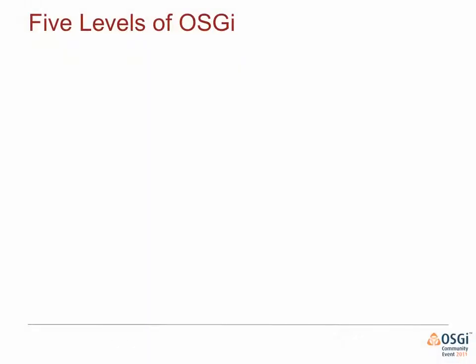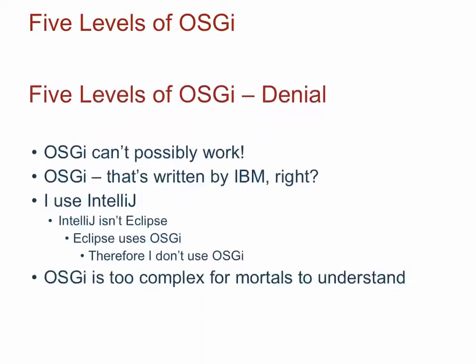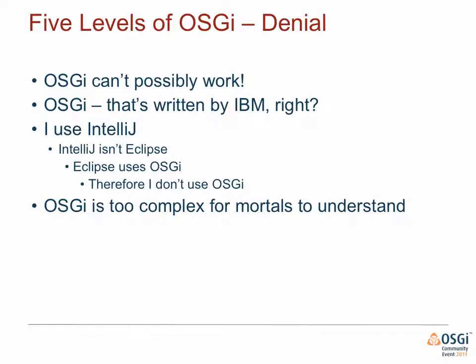So, when you're starting off with OSGi, there are in fact five stages of OSGi that you go through. Denial, anger, bargaining, depression, and then acceptance. In the first stage, denial, you have comments like, OSGi, that can't possibly work. Or, that's written by IBM, right? Or maybe you have the tortuous, I use IntelliJ, IntelliJ isn't Eclipse, Eclipse uses OSGi, therefore I don't use OSGi. And if you work with MuleSoft, you come up with comments like OSGi is too complex for mortals to understand.